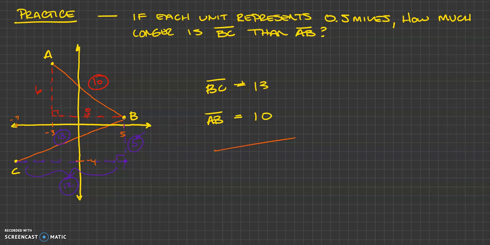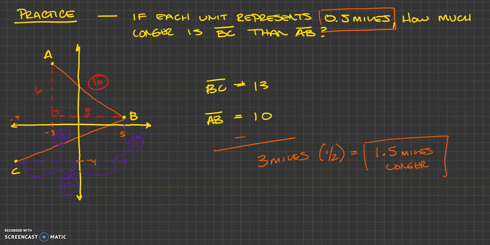Now, it's very tempting to do this, 3. And let's say miles, that BC is 3 miles longer than AB. But that would not be true because I know that each unit represents a half mile. So we would want to multiply this by 1/2 and get 1.5 miles longer. That BC is 1.5 miles longer.